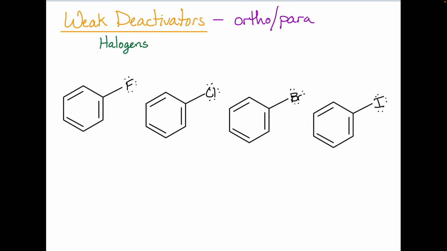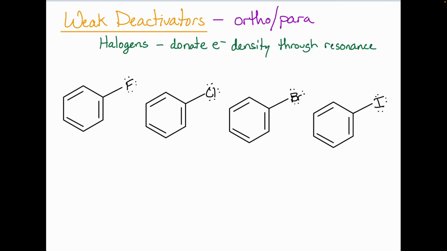First of all, note that they have these lone pairs directly next to the ring, which is our common feature of our activators, or of our ortho-para directors. And so indeed, they can donate electron density through resonance. Just like we showed for all of our other electron donating groups, the exception being the alkyl groups, we can use those resonance structures to show that it's donating electron density to the ring.